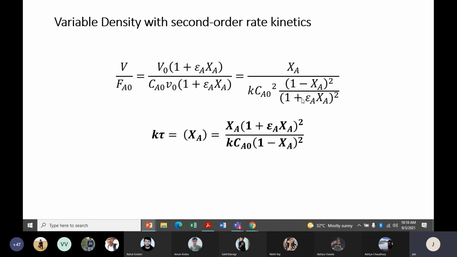So here, function of XA, again you can plot as a function of tau. Find the rate constant from the slope of the straight line obtained from this plot.